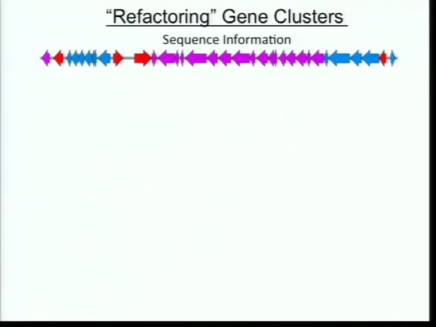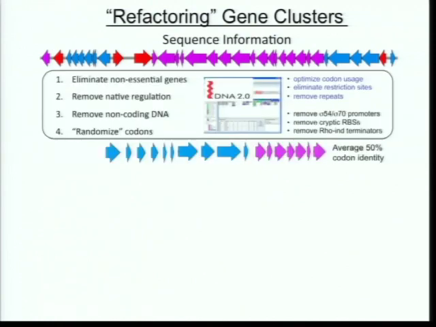In terms of refactoring a gene cluster, the idea is to start out with the sequence information of that cluster, go in, take out all the genes that are not essential for that function and for the particular use of that function, remove all the native regulation. That's where a lot of the problems start to come up. So all the transcription factors, everything that you know that is just regulating the genes. Remove all the non-coding DNA, and then we go into each of the open reading frames and randomize the codons. We literally say go as far away from wild type as possible.